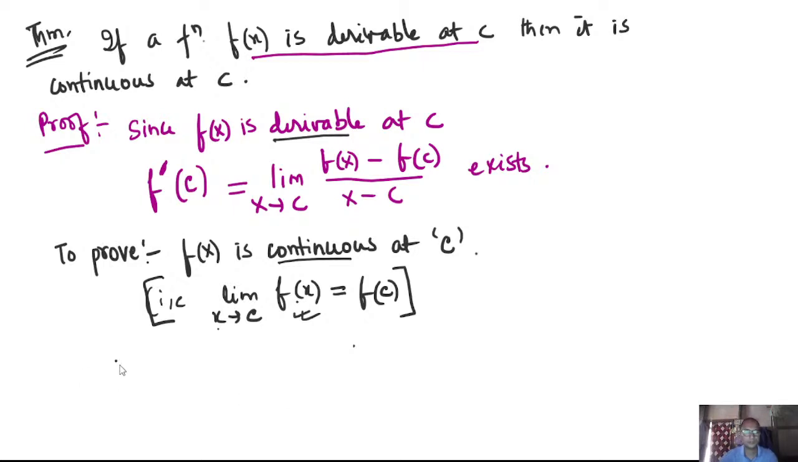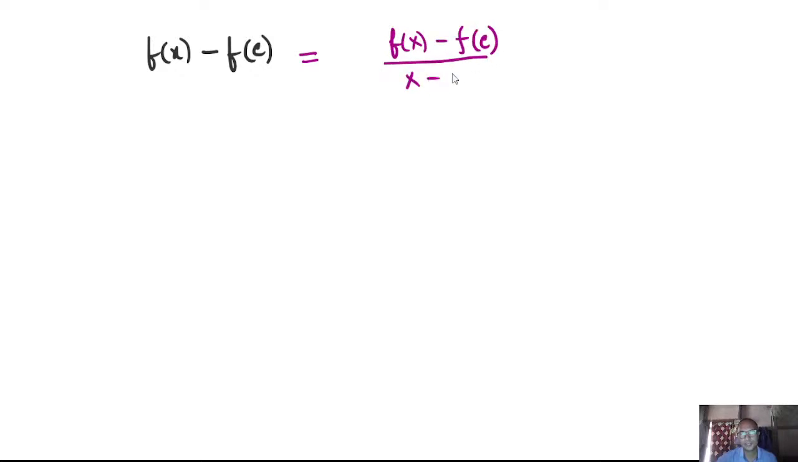I'm going to prove this limit: f of x minus f of c. How do we write f of x minus f of c? Can we write it like this? f of x minus f of c divided by x minus c, multiplied by x minus c. So that if they get cancelled, we are left with f of x minus f of c.